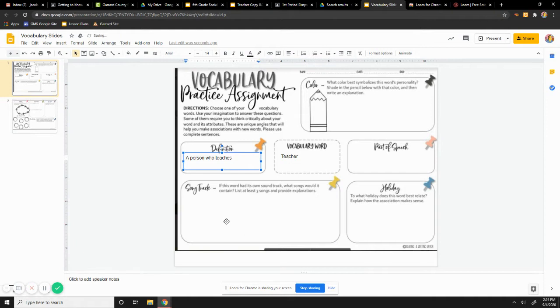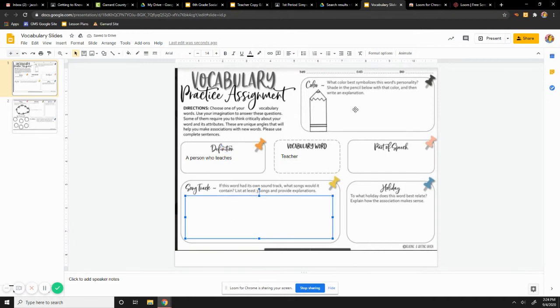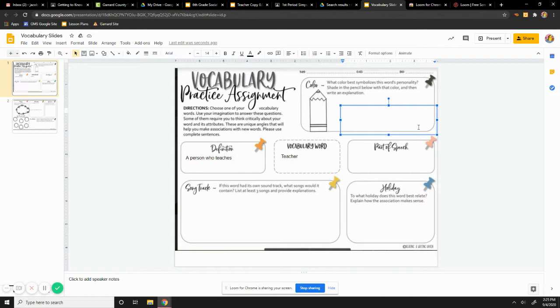Okay, now we can go up to color. It says, what color best symbolizes this word's personality? And you don't have to worry about shading in your pencil, but if you want to, you can write it in that color, however you want to do. So when I think of teachers, I think about red because I think of red apples. So I would put red, and you can explain it by saying red because apples are red.